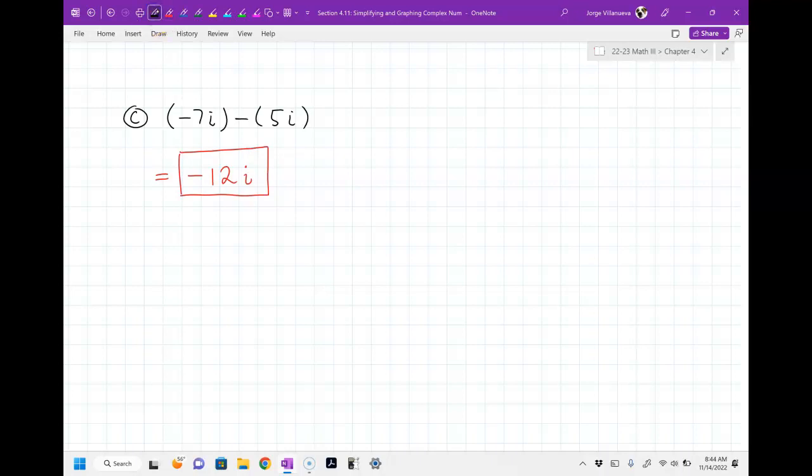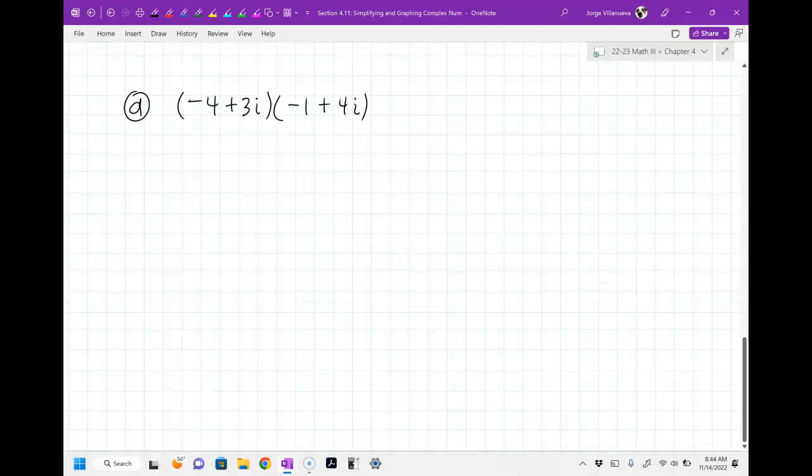All right, let me try to do another one that's a little bit more complicated here. Any questions on that one, by the way? In that case, yeah, because you see the minus in the middle, so don't multiply them, just subtract them. All right, so here's another one. This one's going to be a little bit more complicated. Negative 4 plus 3i times negative 1 plus 4i.